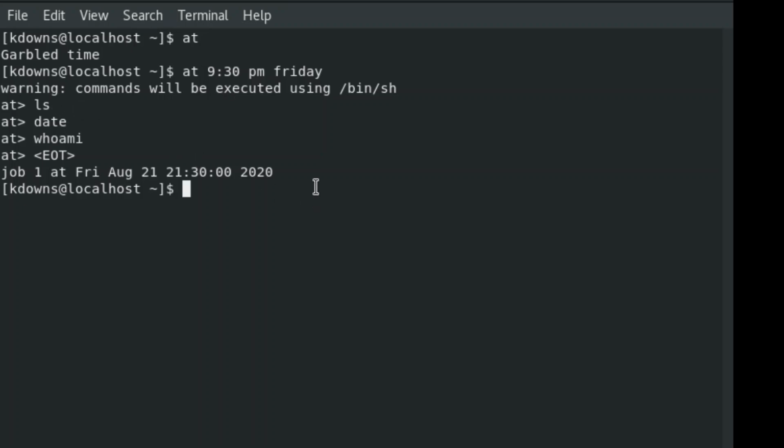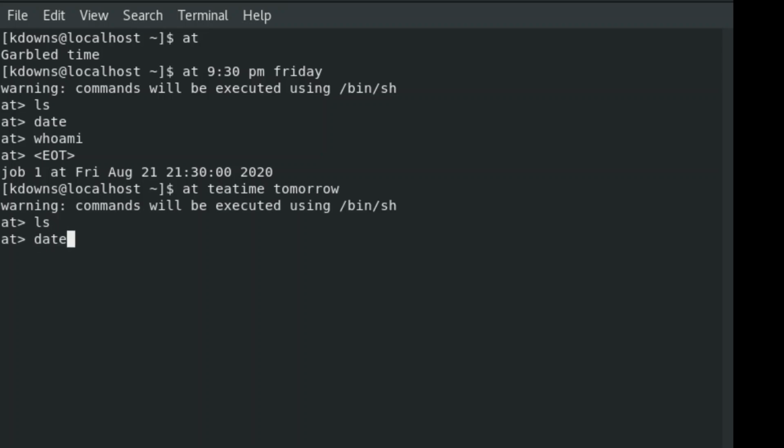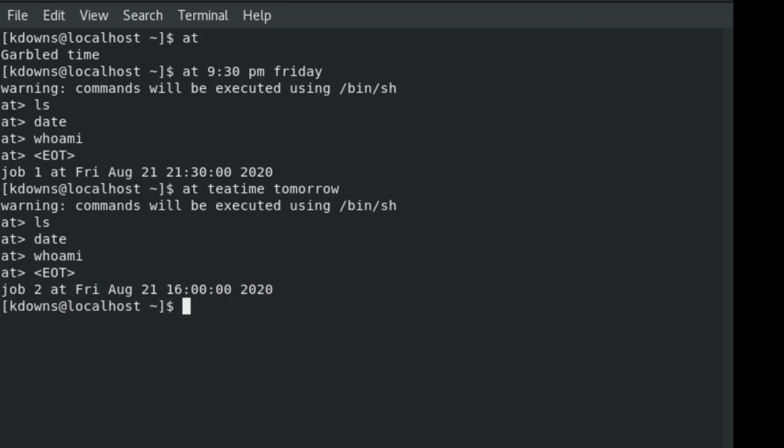Okay. The at command, guys, is much more loose with the times you can put in. I can even say at teatime tomorrow. Say ls, date, whoami. This is kind of funny, guys. Watch what it outputs for us. So it says, okay, at Friday, August 21st, which is tomorrow, at 4 o'clock, I'm going to run those commands, okay? So it's much more loose with how you can type in the times, okay?